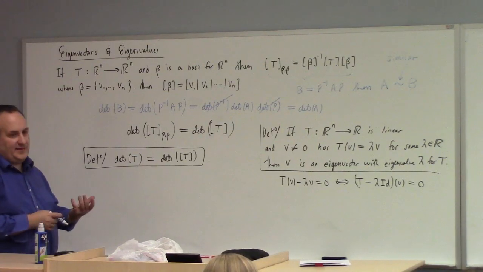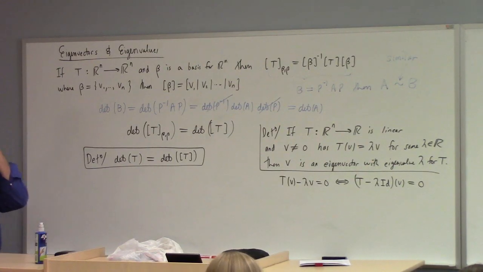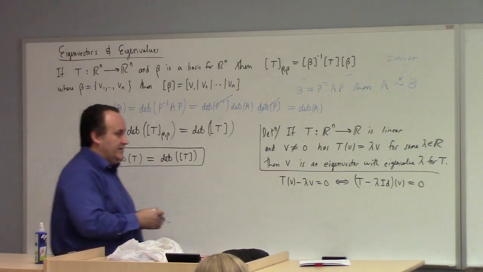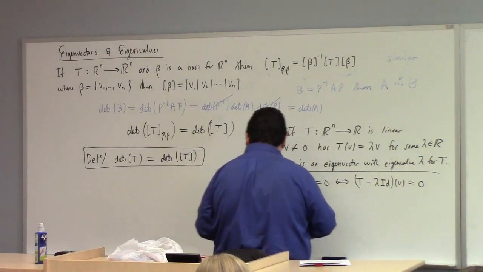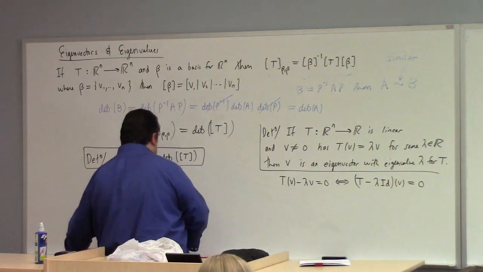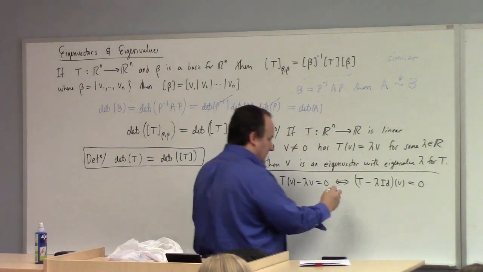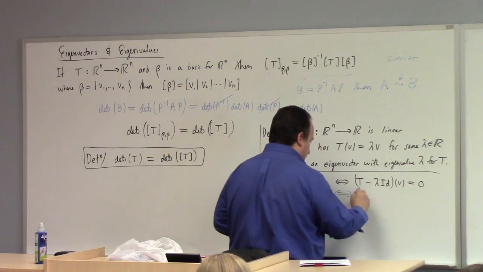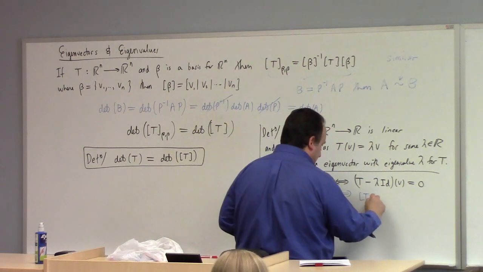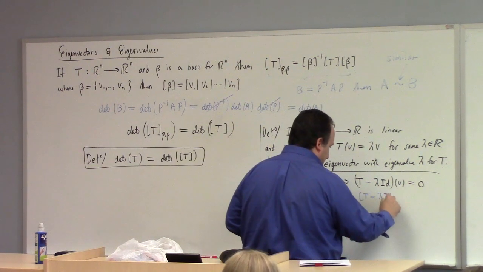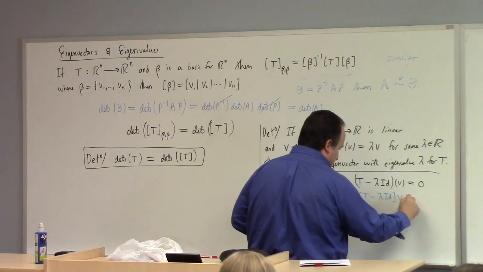Now, T minus lambda times the identity map is a linear transformation on Rn, right? So we can write that in terms of its standard matrix, right? This is what? So this is interchangeable with the standard matrix of T minus lambda times the identity map, times V, equals 0, right?